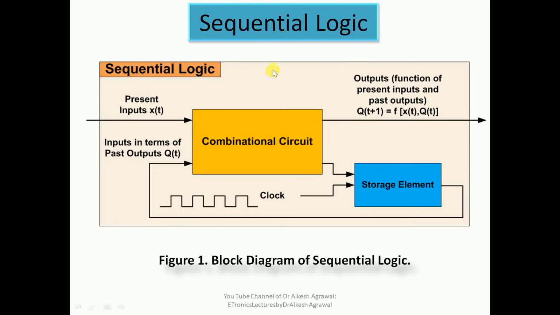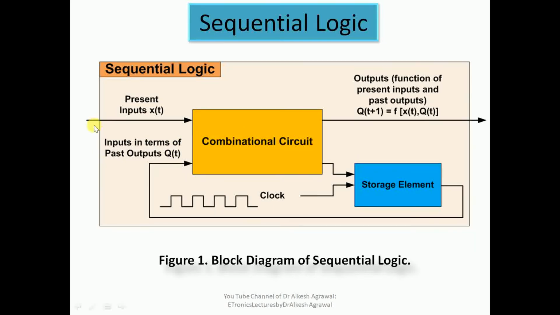So before going into the details of toggle flip-flop, let us briefly discuss sequential logic. This concept I have already discussed in detail in my two previous lectures based on SR flip-flop and JK flip-flop. So in sequential logic, you can see in this diagram, we have a combinational logic circuit as well as a storage element. In sequential logic, the next output not only depends upon the present input but also depends upon the past output.